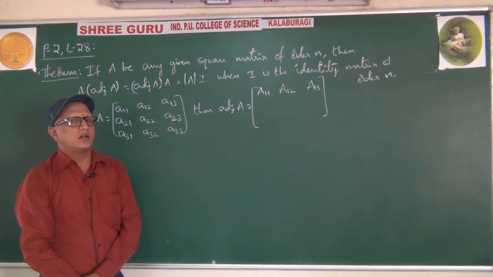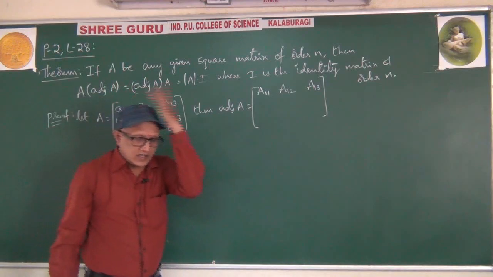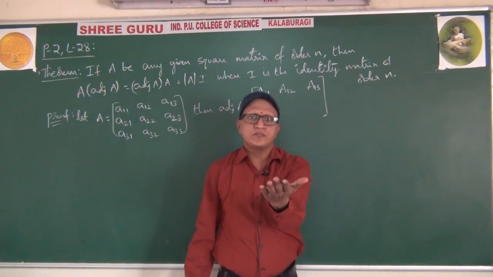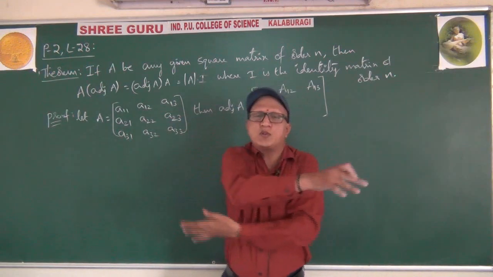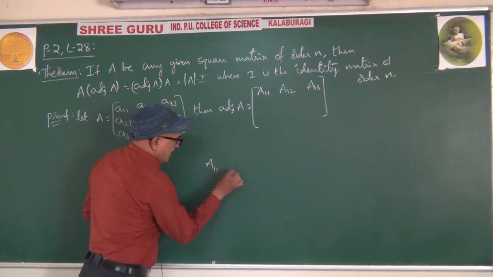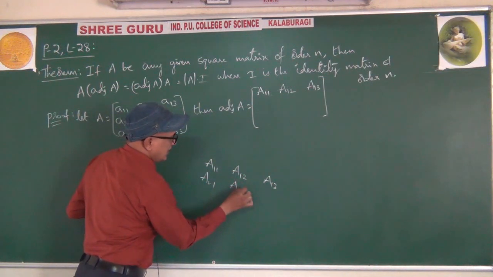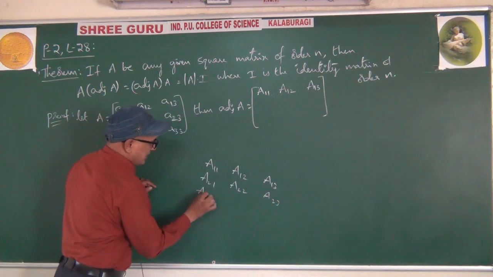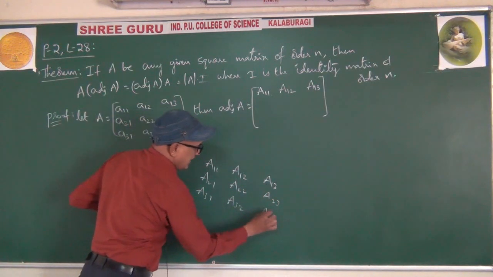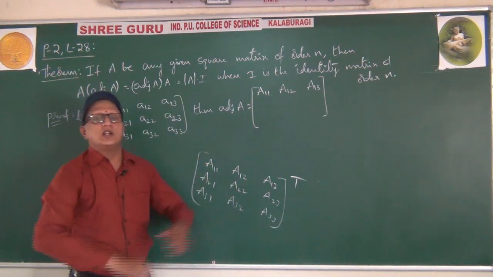Correct or wrong? Then what is correct? Sir, we are writing cofactors for that one. What is the definition of adjoint of the matrix A? Write the cofactors and transpose it. So A11, A12, A13, A21, A22, A23, A31, A32, A33. The transpose of this is the adjoint of the matrix A.